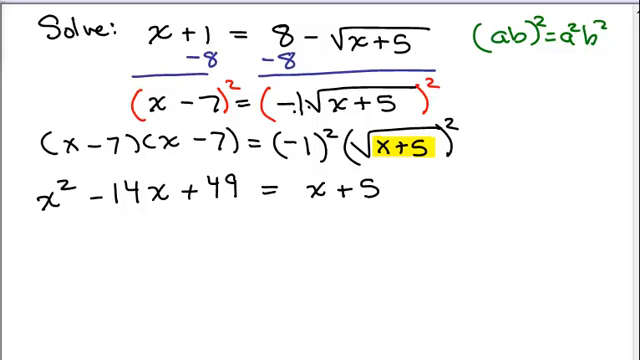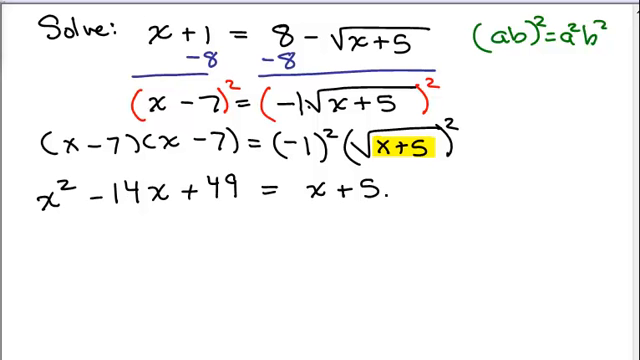Now, if you had divided everything by negative 1 first, over on the left-hand side, you would have a negative x plus 7. And when you squared it, you would get exactly the same thing, x squared minus 14x plus 49. So that's the other way to do it.